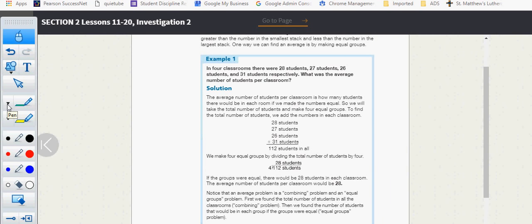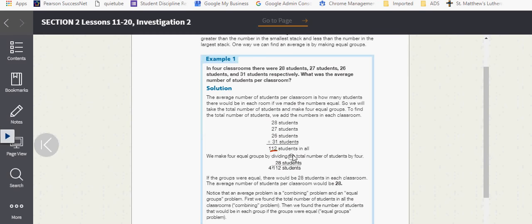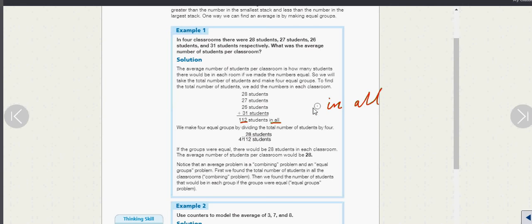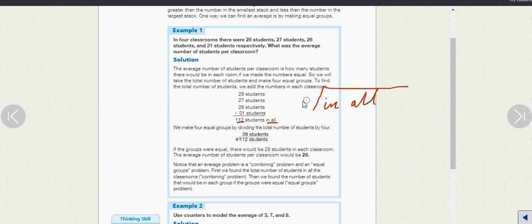And the quick trick to this they show is you add up to find the total sum of all these numbers, which is 112 in all. That's all our students put together. And you take that total and you divide it by the number of groups.